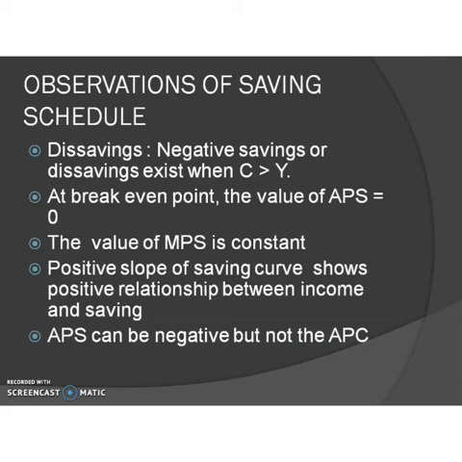On the other hand, APC can be greater than 1 as there may be a likely possibility of consumption being greater than income due to the existence of autonomous consumption. However, the sum of the two, that is APC and APS, cannot be greater than or less than 1. It's always equal to 1. So APS plus APC is equal to 1.